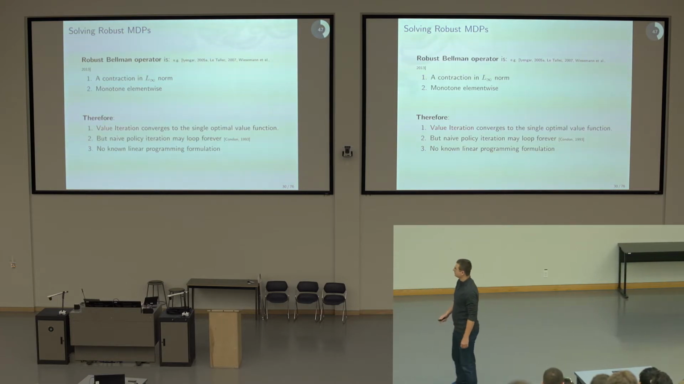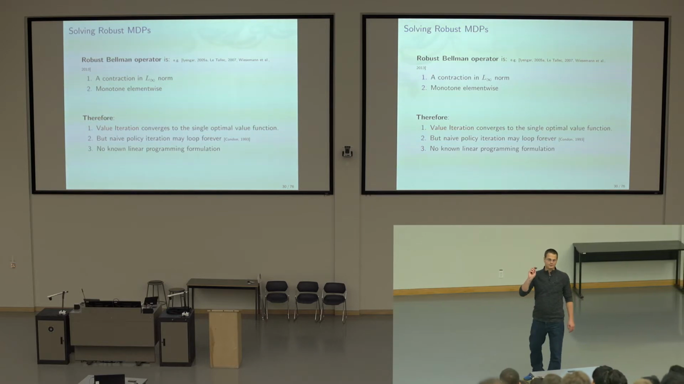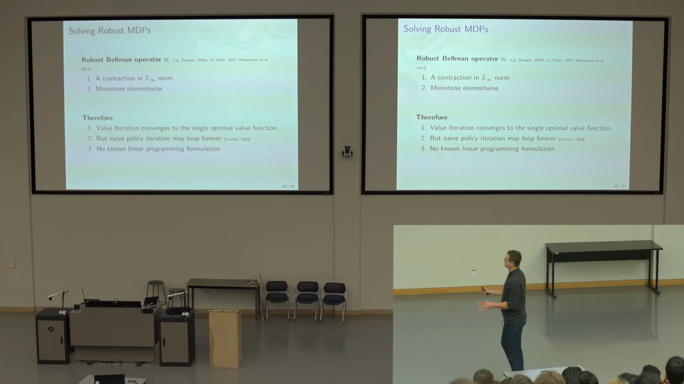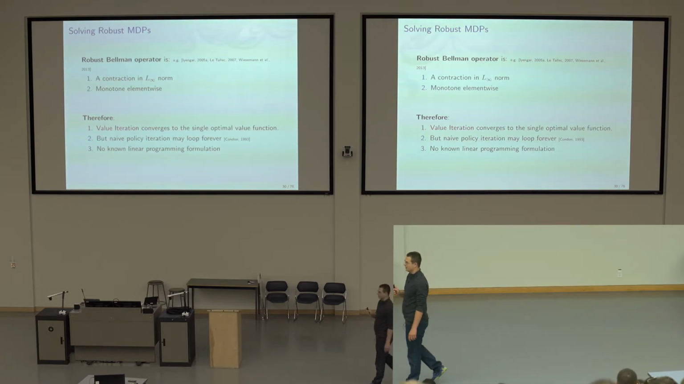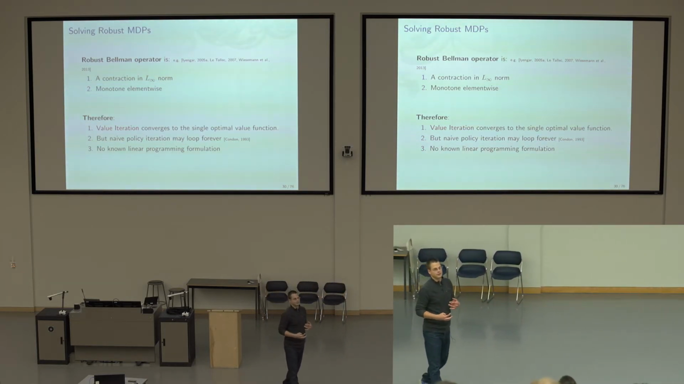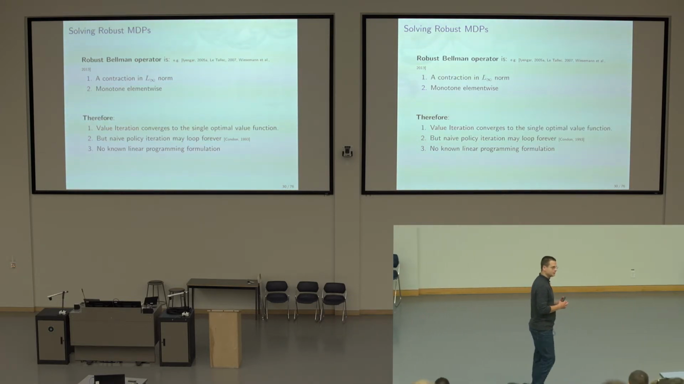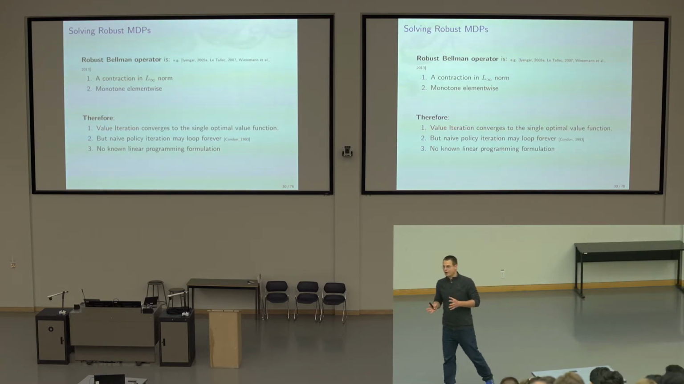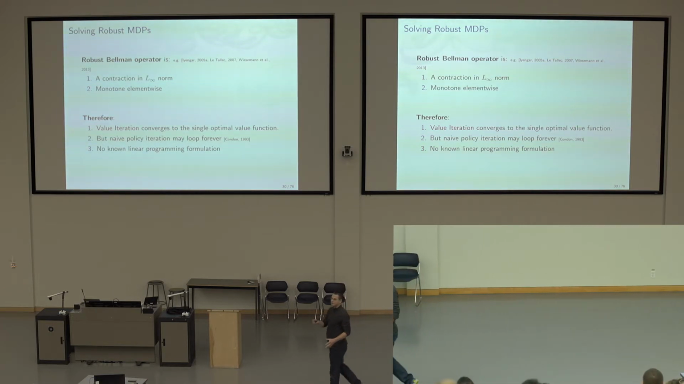All right, I have some good news. This robust Bellman operator is very similar to the Bellman operator in MDPs. What does it mean? That means that it's a contraction in the alpha-D norm and is monotone element-wise. This really means that you can take the same value iteration that you like for MDPs and essentially use it unchanged in robust MDPs. Now, you can also take policy iteration and apply it to robust MDPs.